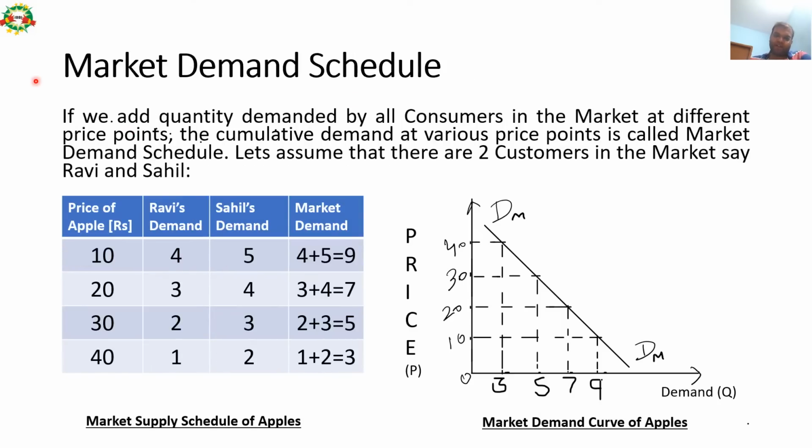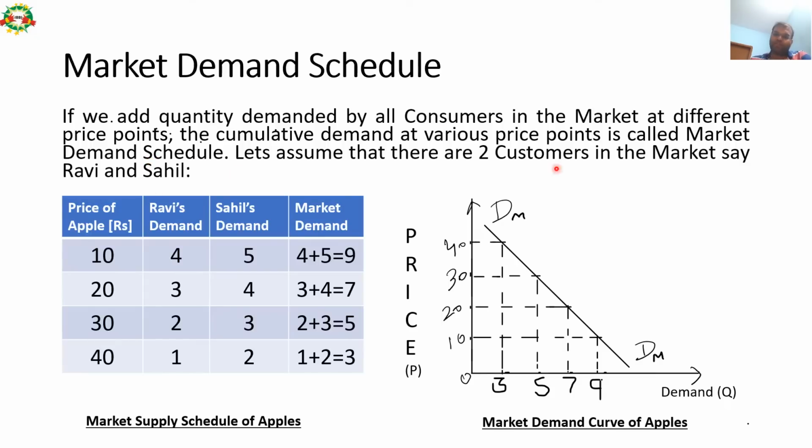Next is market demand schedule. If we add quantity demanded by all consumers, so individual demand curve was specific to the one customer. So this is for the entire market, all consumers in the market at different price points. The cumulative demand at different price points is called market demand schedule.